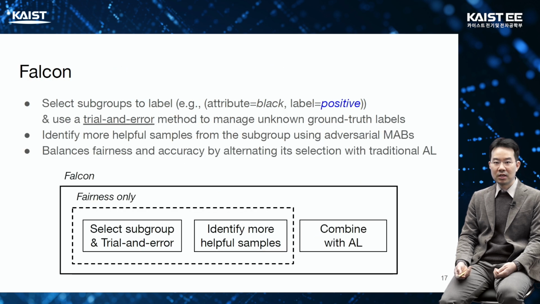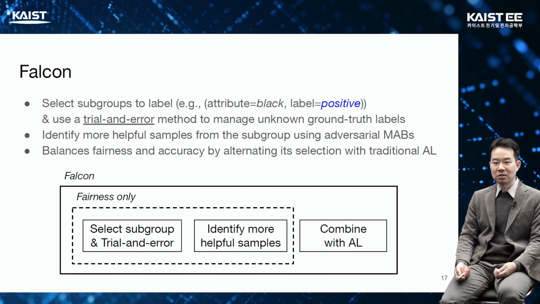So our solution is to propose the following technique called Falcon, where we select subgroups to label using a trial and error method. Intuitively, we first pick a sample and then we label it, and based on the actual label, we decide to either use it immediately or postpone using it. So it's a very simple idea, but very effective.